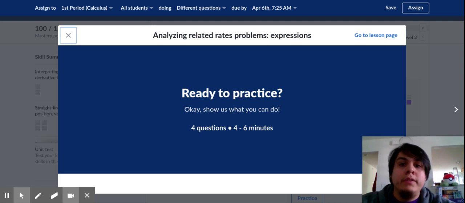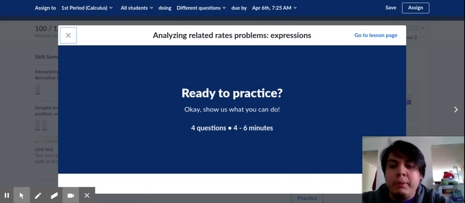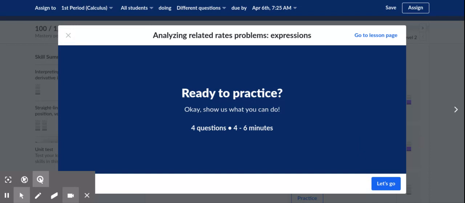Hey guys, so today we're gonna pick back up and talk about related rates problems, but now we're dealing with the expressions. So let's see what they have in store for us.